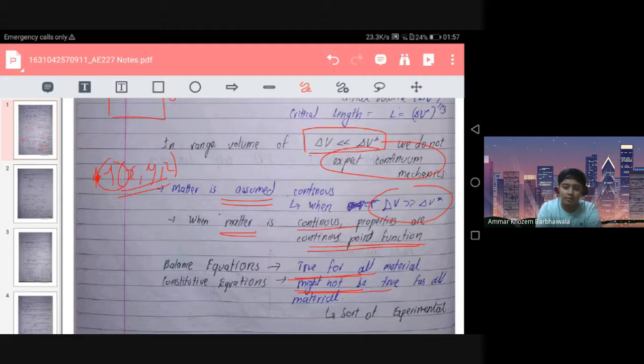Like if I take Hooke's law, stress by strain is equal to Young's modulus, right? Young's modulus is not a fixed constant, so it's not a balance equation. It's a constitutive equation because it has a parameter, Young's modulus, which varies for different materials. We don't have the same equation for each and every material.